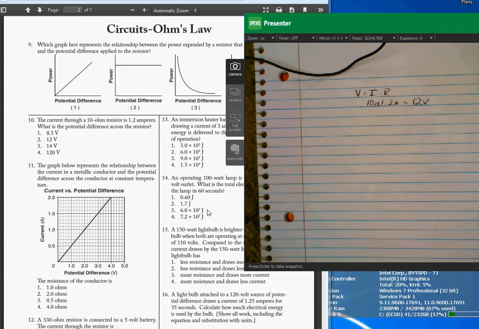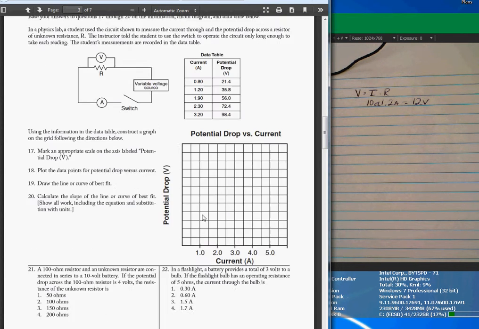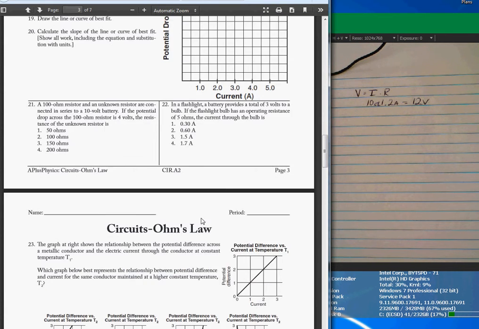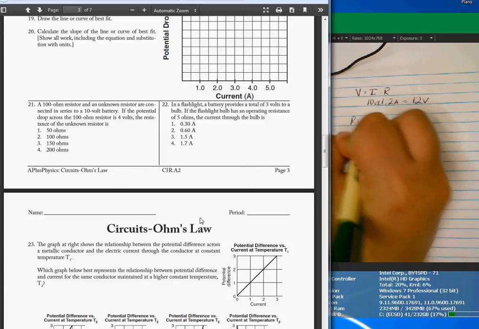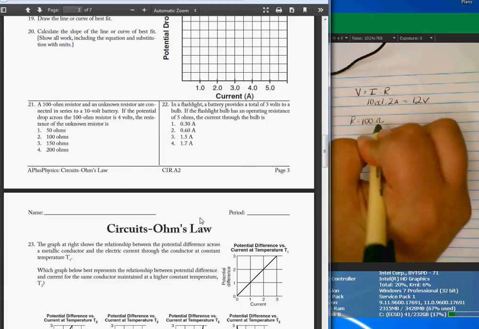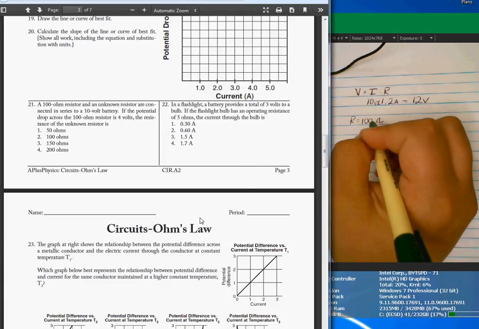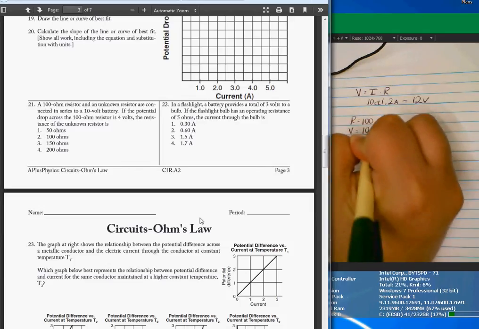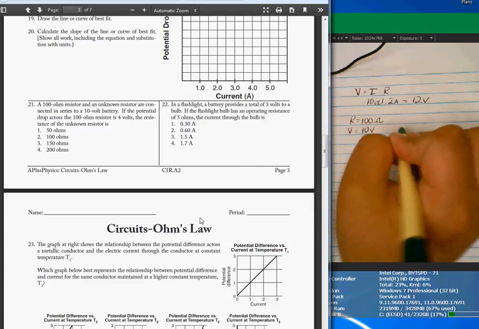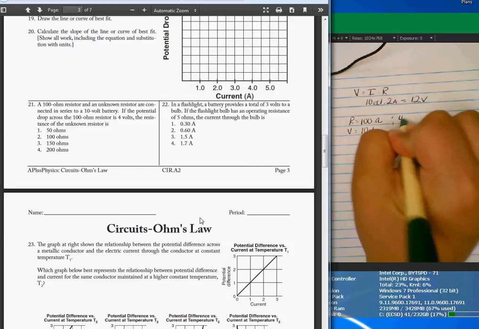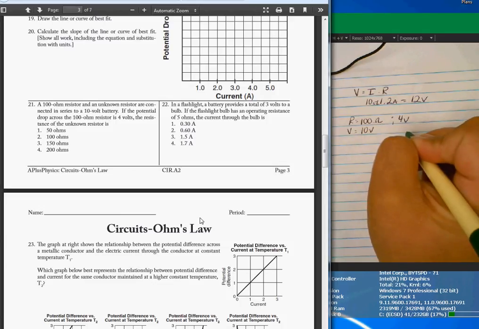Okay, a little bit more challenging question. We're going to go to question number 21. 21 says that we have a 100 ohm resistor, so resistance is equal to 100 ohms, and an unknown resistor are connected in series to a 10 volt battery. So we know our voltage is 10 volts. If the potential drop across the 100 ohm resistor is 4 volts, the resistance of the unknown resistor is.